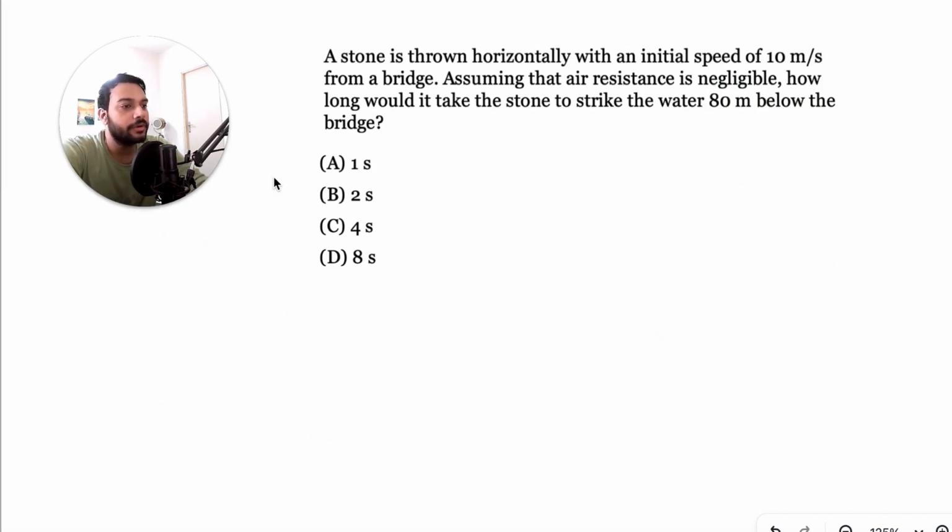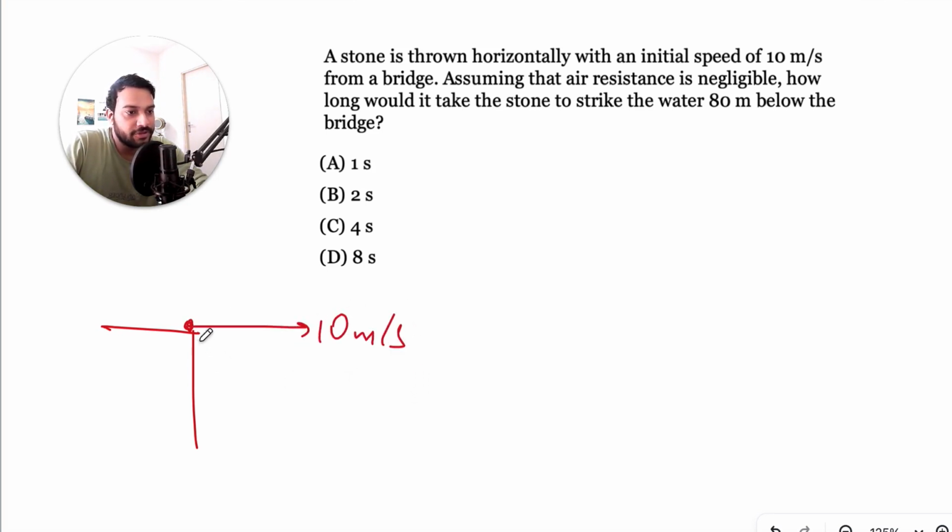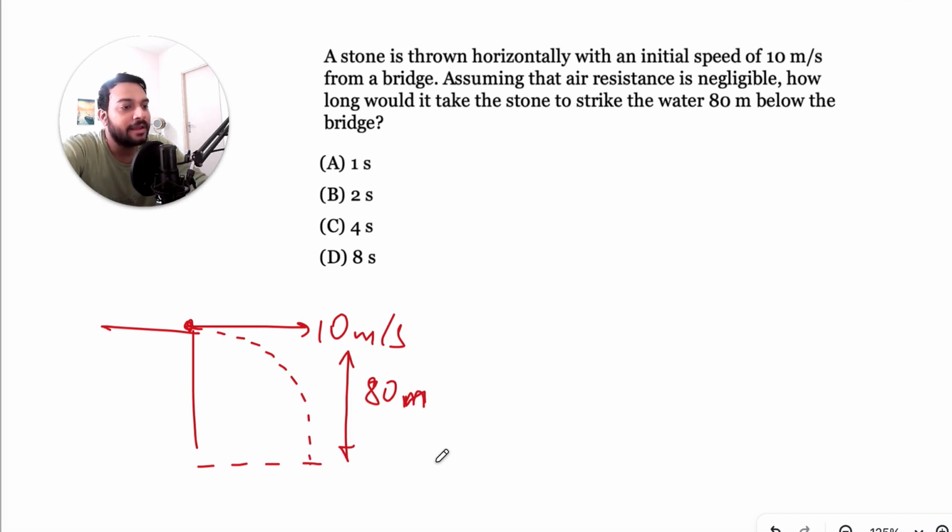A stone is thrown horizontally with an initial speed of 10 meters per second from a bridge. Assuming that air resistance is negligible, how long would it take for the stone to strike the water 80 meters below the bridge? Okay, so let's visualize the situation. Let's say here's the bridge and the stone is thrown horizontally at 10 meters per second from the bridge. The stone will go with this kind of a trajectory into the water that is 80 meters from the point of throwing. Okay, so we're asking the time taken to do that.